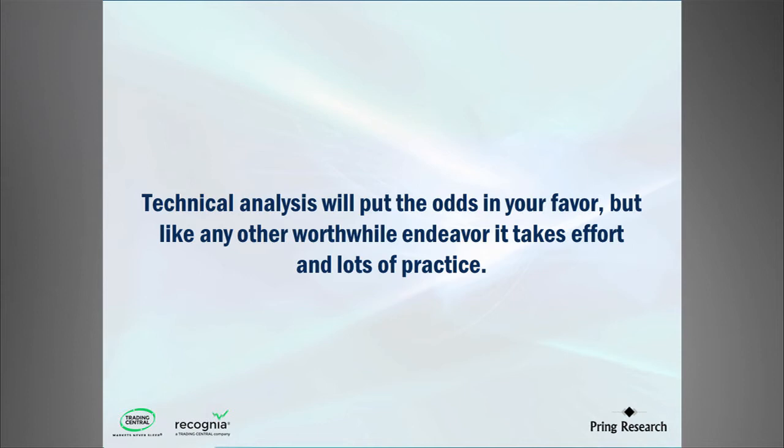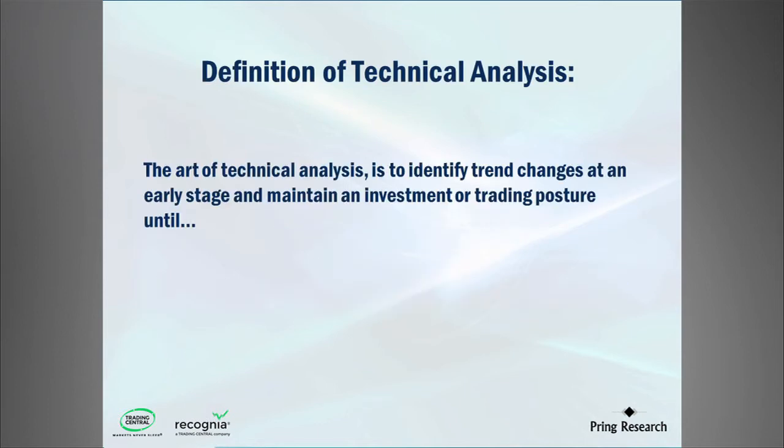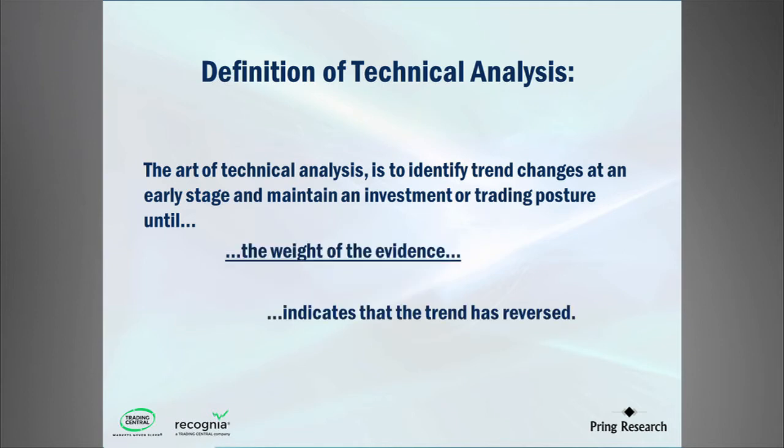Okay, so what is technical analysis? First, the art of technical analysis is to identify trend changes at a relatively early stage and to maintain an investment or trading posture until the weight of the evidence indicates that the trend is reversed. Technical analysis works because prices are determined by psychology, and psychology moves in trends.